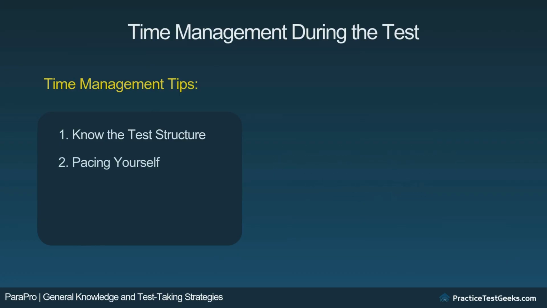2. Pacing yourself. During the test, keep track of time. If you have time left at the end, review the questions you skipped or marked for review. Tip: use the first 5 minutes to skim through the questions to identify any that seem easier or more familiar. This will help you prioritize them.